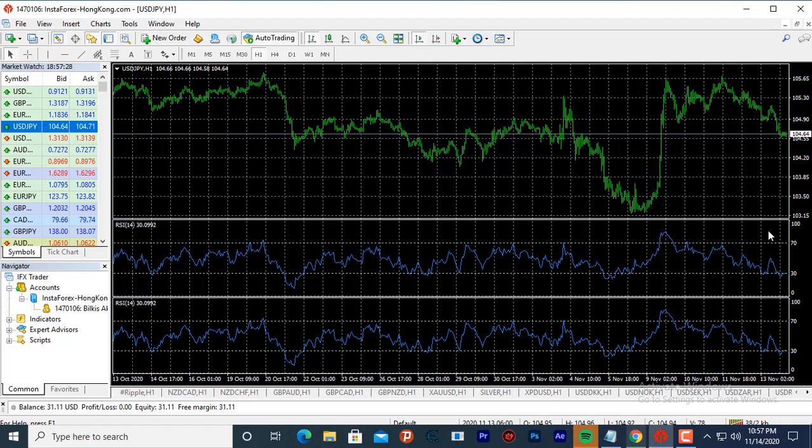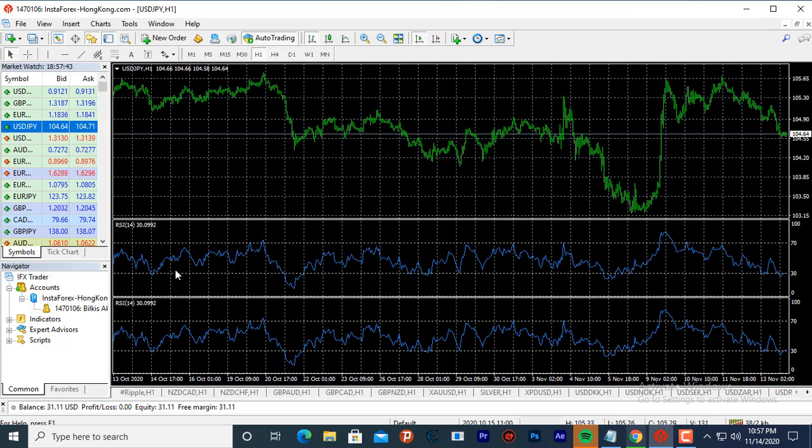Bullish RSI divergence: price action is decreasing while the RSI line is increasing. This is a strong bullish signal on the chart. Bearish RSI divergence: price action is increasing while the RSI line is decreasing. This is a strong bearish signal on the chart.